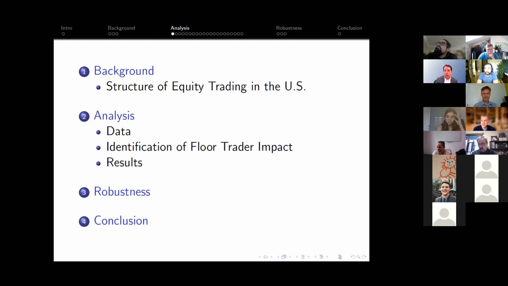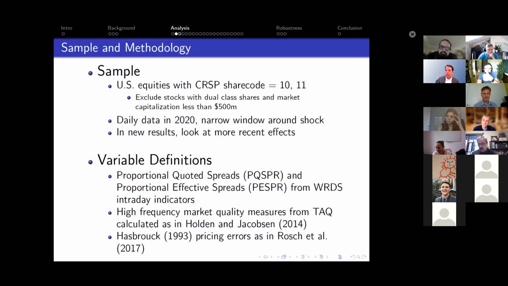Cool. All right. If there are no other questions, then I'll jump in and tell you a little bit about what we're going to do. So, the data is pretty standard stuff. We're going to look at all U.S. equities with share codes 10 and 11, and then a couple of standard filters. We're going to look at daily data with a pretty narrow window around the shock for identification reasons. But I'll show you various subsample cuts too, where we vary those assumptions and we find similar results.